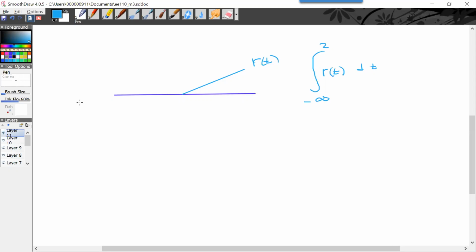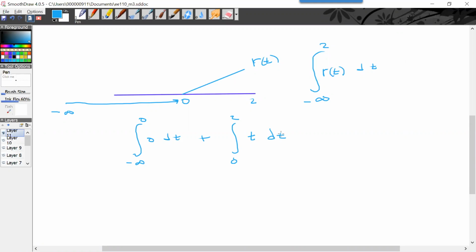So A happens to be -infinity. And then B is 2. Well, kind of by definition of that ramp function, it's 0 up until 0. So again, just from -infinity to 0, you're integrating 0. And then from 0 to 2, you're integrating t.